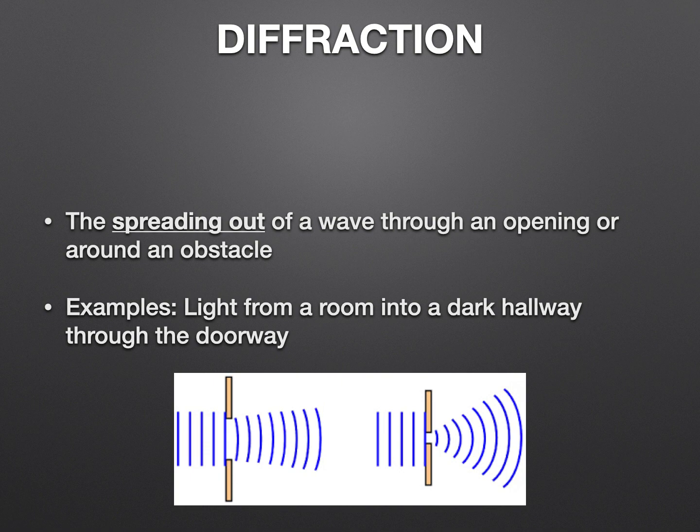This happens with sound as well. If you think about a stadium, the noise of a stadium would leave through the doors, but it actually spreads out when it gets into the parking lot. So diffraction is the spreading out of a wave. Most commonly it's light, because light comes through something and then spreads out, just like a flashlight.